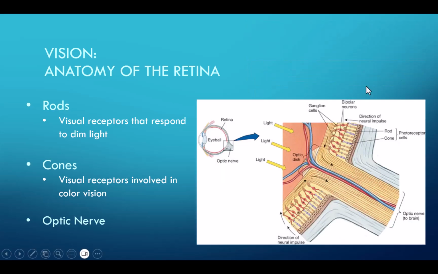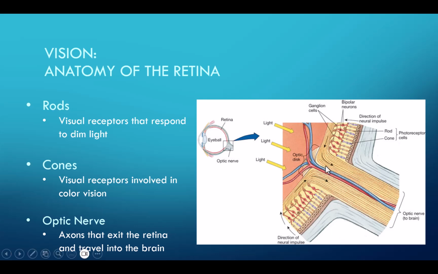So the rods and the cones synapse on a couple of other cells, bipolar neurons and ganglion cells. We're not going to talk about those in this class, but basically light hits the photoreceptors, photoreceptors send signals to the bipolar cells, then to the ganglion cells, and then an action potential is going to travel along this optic nerve. So the optic nerve are axons that exit the retina and travel to the brain.